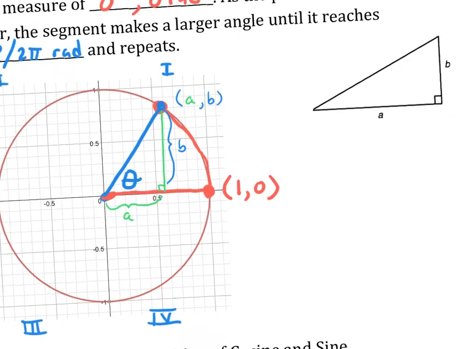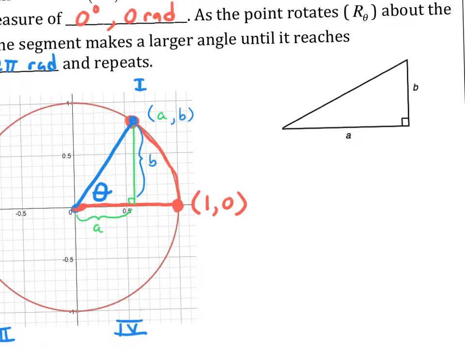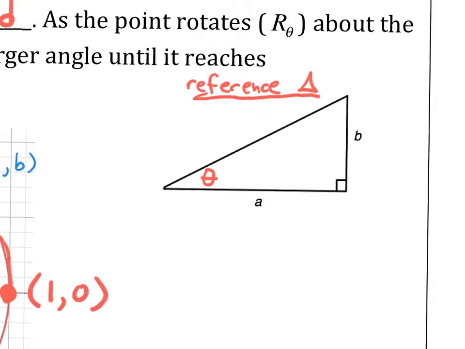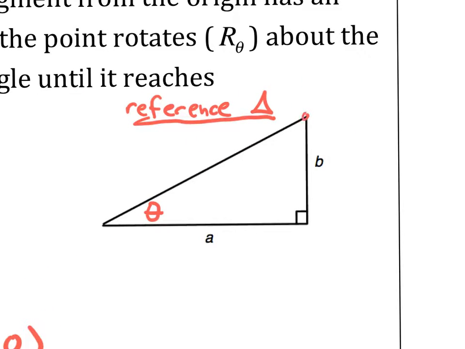So let's see how that's important. Looking at the triangle over here, we're just going to look at what's called a reference triangle. I just extracted any old triangle from there, and we're going to use this here. Now remember that this is a point right here. This is a coordinate, A, B, like so.